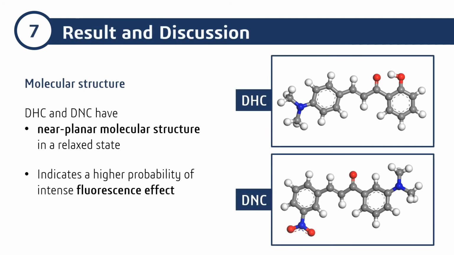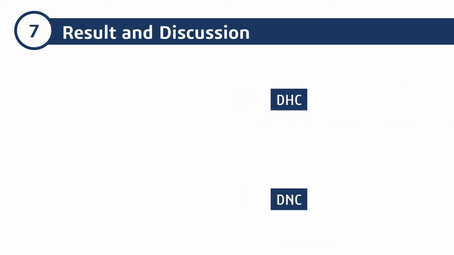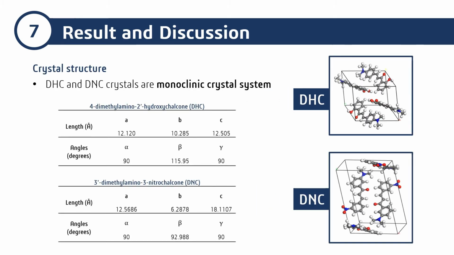Result and discussion. From the molecular structure of DHC and DNC, they have a near planar molecular structure in a relaxed state that indicates a higher probability of intense fluorescent effect. And from these figures and tables, we can observe that both DHC and DNC crystals are monoclinic crystal systems.